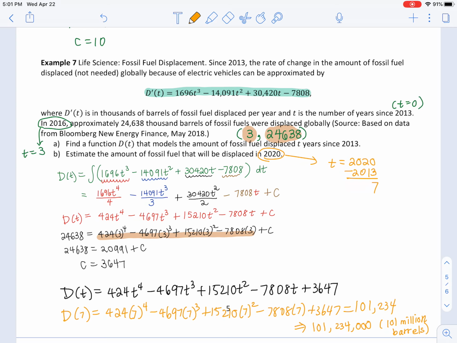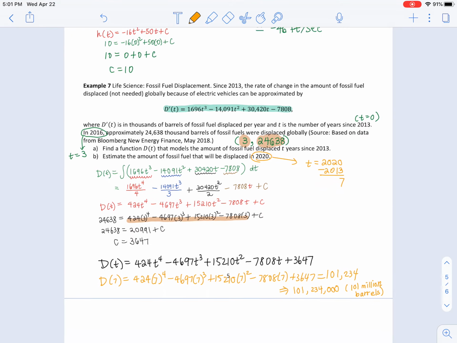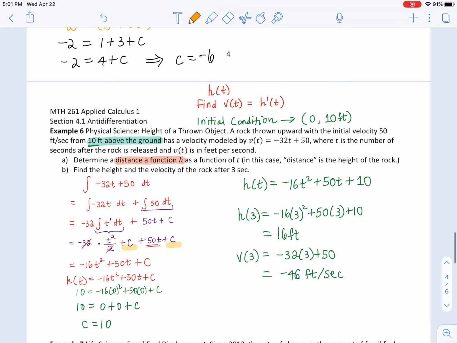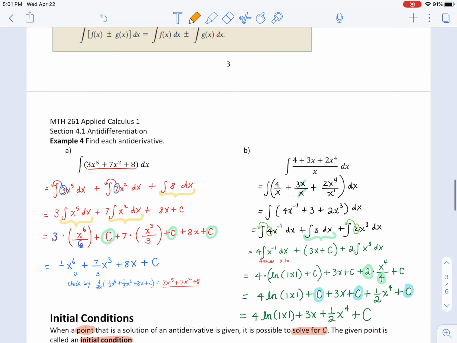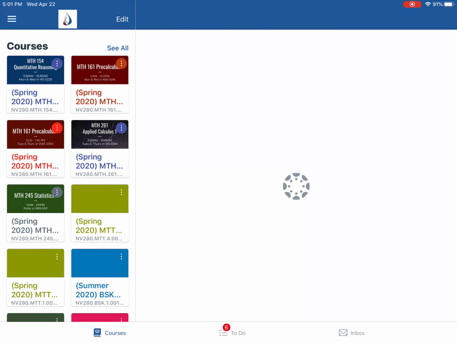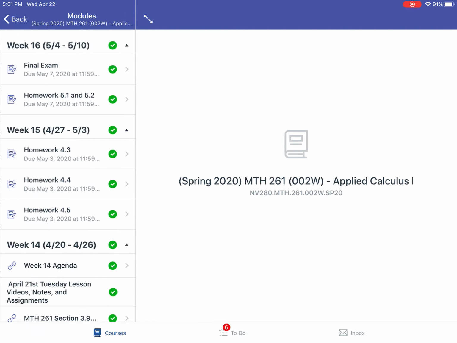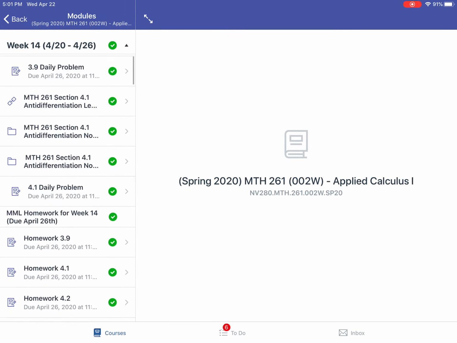So, that's how we used the indefinite integral. We were given the derivative function, D prime of t. We found D of t using the initial condition of 24,638. Plug them in, find the actual C, and we were able to use that equation to estimate the amount of fossil fuel for a certain year. So that's probably enough for initial condition problems, and we got to look at some application problems in this video.